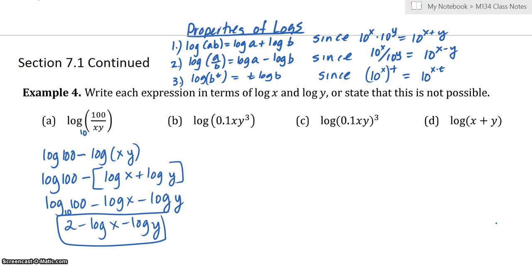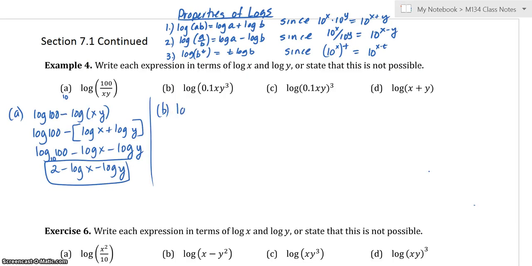Part B. I'm going to do the same thing. This time I'm just going to do it all at once. So I'm going to take log of 0.1 plus, because it's 3 things multiplied together, log of x plus log of y cubed. So by the way, you can figure out this, what power. Let's do that over there. Log, we did this before, of 0.1 equals what? So you could do this on your calculator, or you can say 10 to what power equals 0.1.